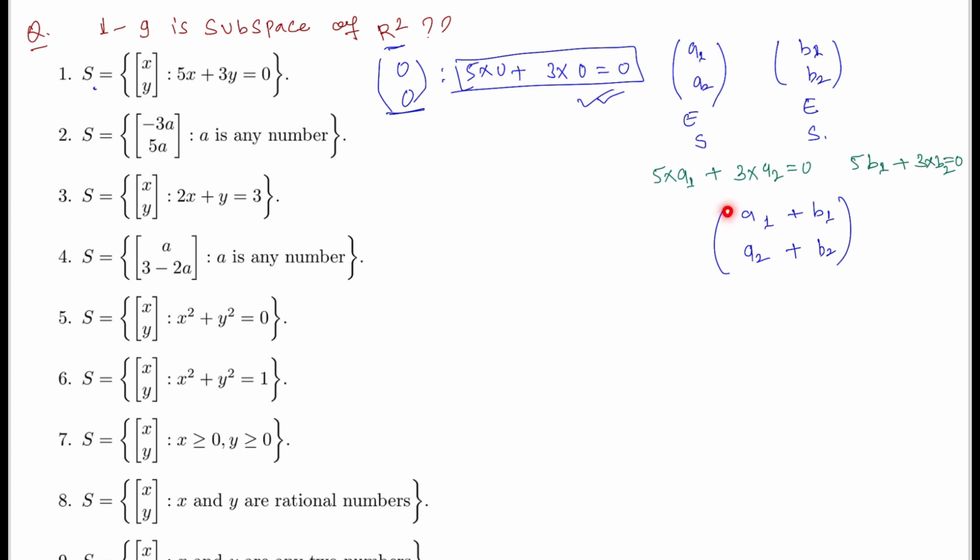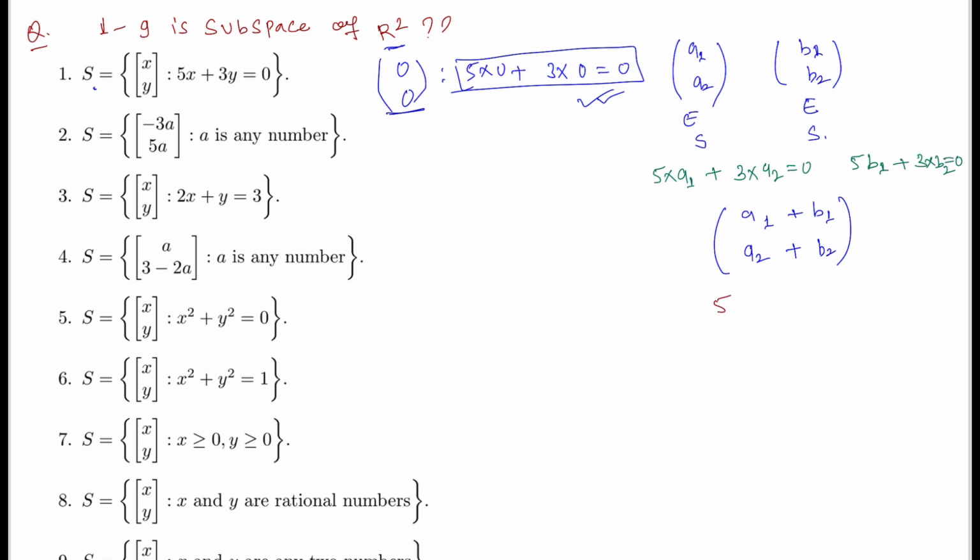Now I have to check, after adding, whether this vector belongs to this set S or not. So this I need to check. So is it closed under vector addition or not, right? What it is saying is that if this addition belongs to this particular set S, then definitely it is going to satisfy this condition, right? Because that is the first criteria.